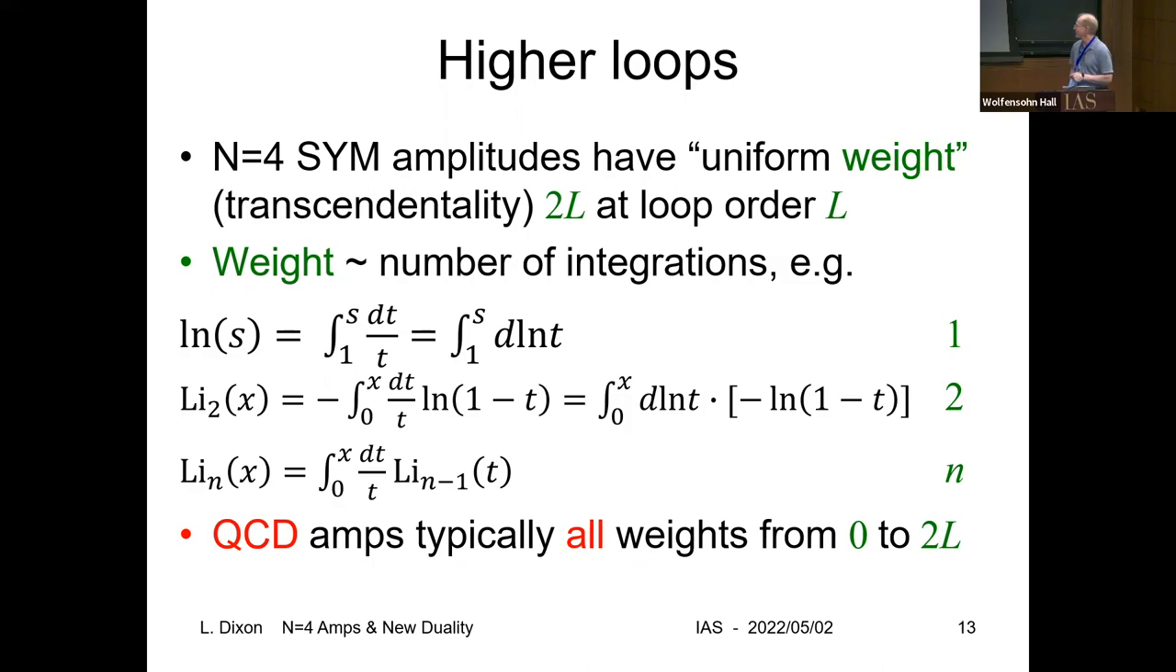And the general situation, although we haven't calculated it to too many loops, is that the QCD amplitudes typically populate all of the possible weights from this maximal weight of 2L down to 0, that is rational terms, whereas the N=4 ones are just uniform, just sitting at 2L.